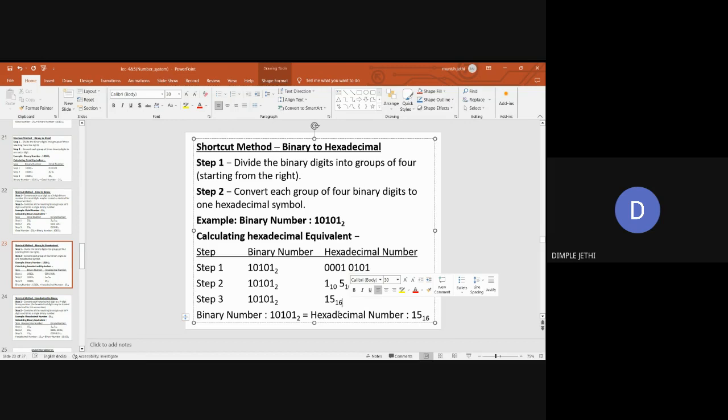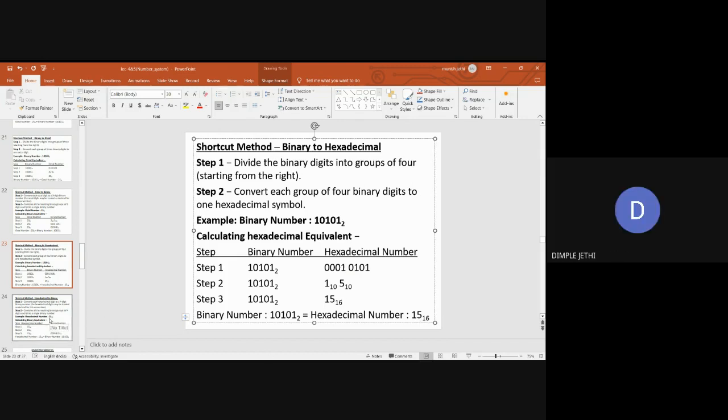So how to convert from binary to hexa? You have to make groups of 4 from right to left. Then you write the equivalent decimal number for each group. For this group the decimal number is 5, and for this group it is 1. When you combine these numbers, it gives you the hexadecimal number for this binary number. So this is my binary, writing 2 here; this is my decimal, writing 10 in the base; and this is my hexadecimal number, so I write 16 in the subscript, because I converted this binary to hexa. So from this binary I got this hexa 15.